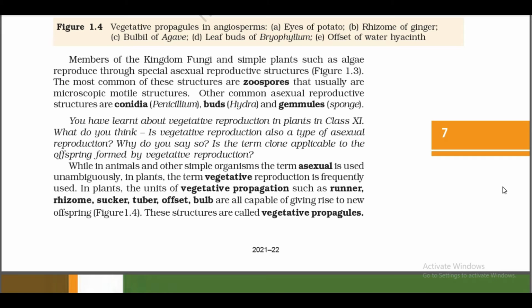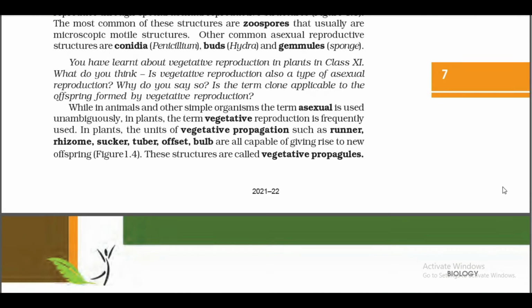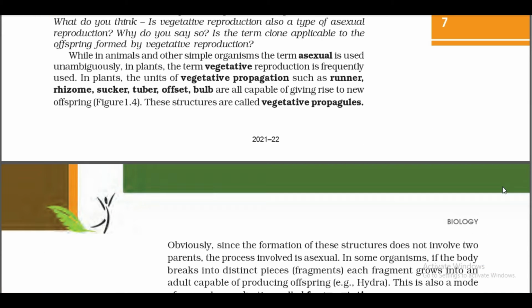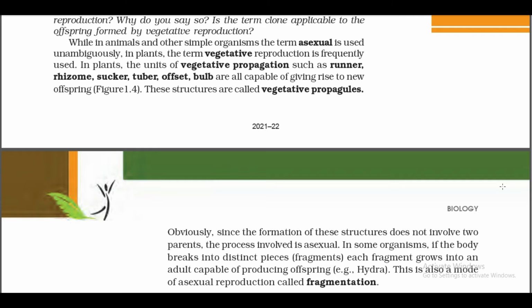What do you think? Is vegetative reproduction also a type of asexual reproduction? Why do you say so? Is the term clone applicable to the offsprings formed by vegetative reproduction? While in animals and other simple organisms the term asexual is used unambiguously, in plants the term vegetative reproduction is frequently used. In plants, the units of vegetative propagation such as runner, rhizome, suckers, tuber, offset, bulb are capable of giving rise to new offspring.